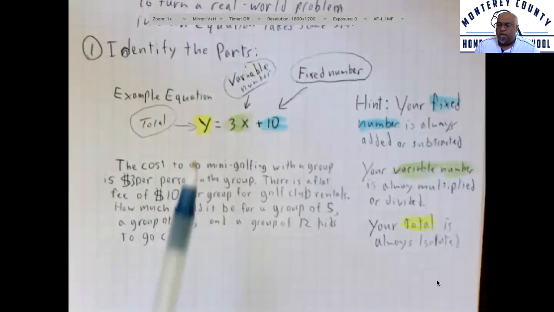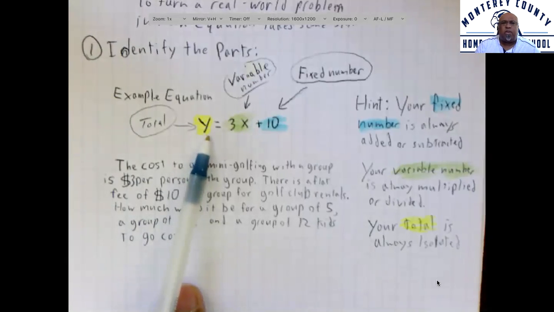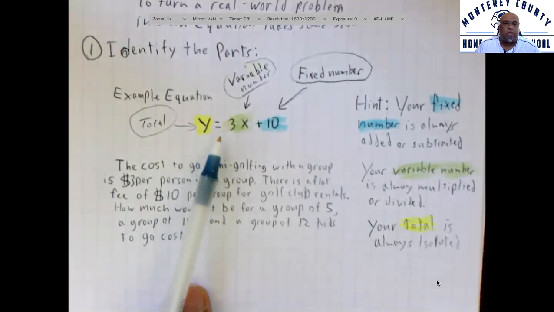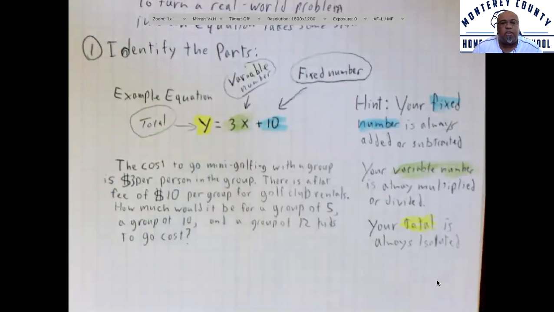okay? Now you'll notice that y is isolated. When I say isolated, remember we mean by itself. And by itself means that other than the equal sign, there's nothing on that side of the equation. Okay, so let's take a look.